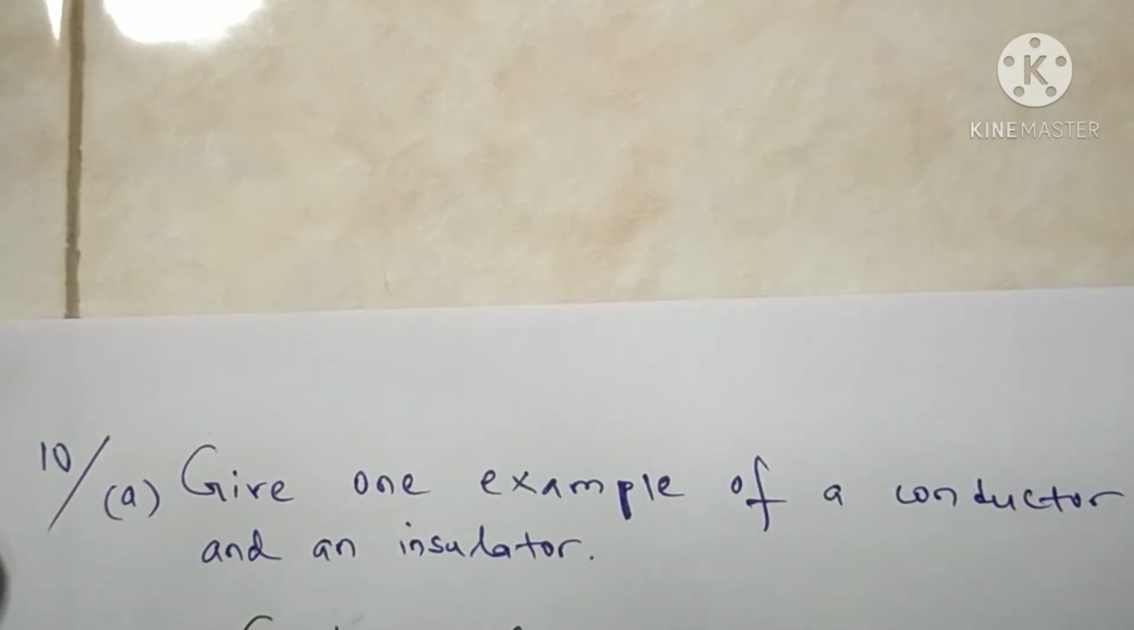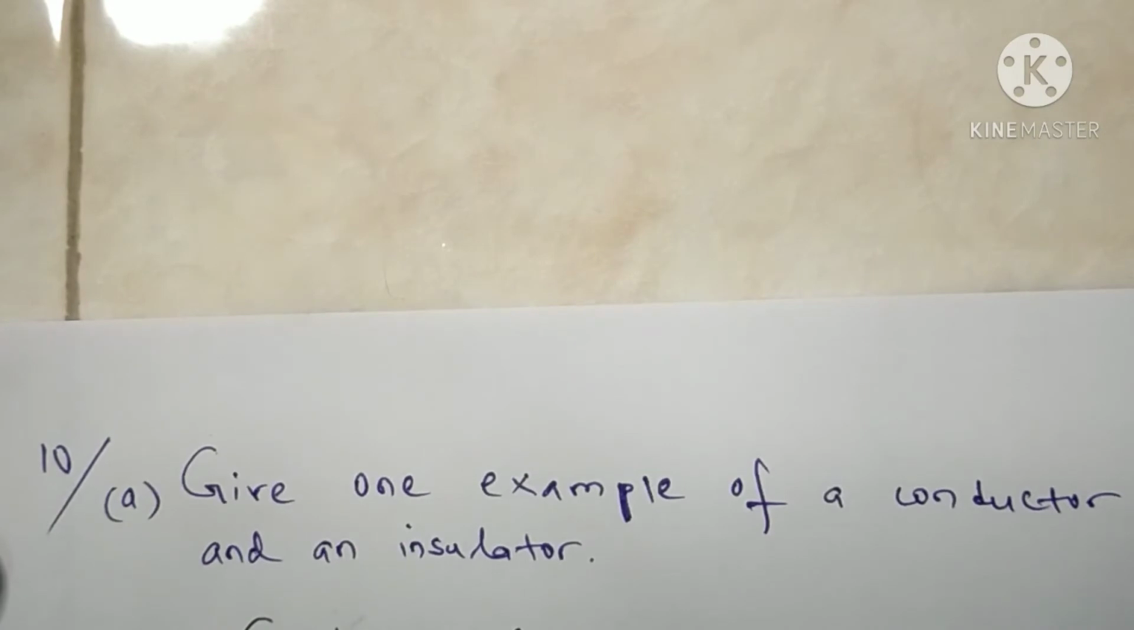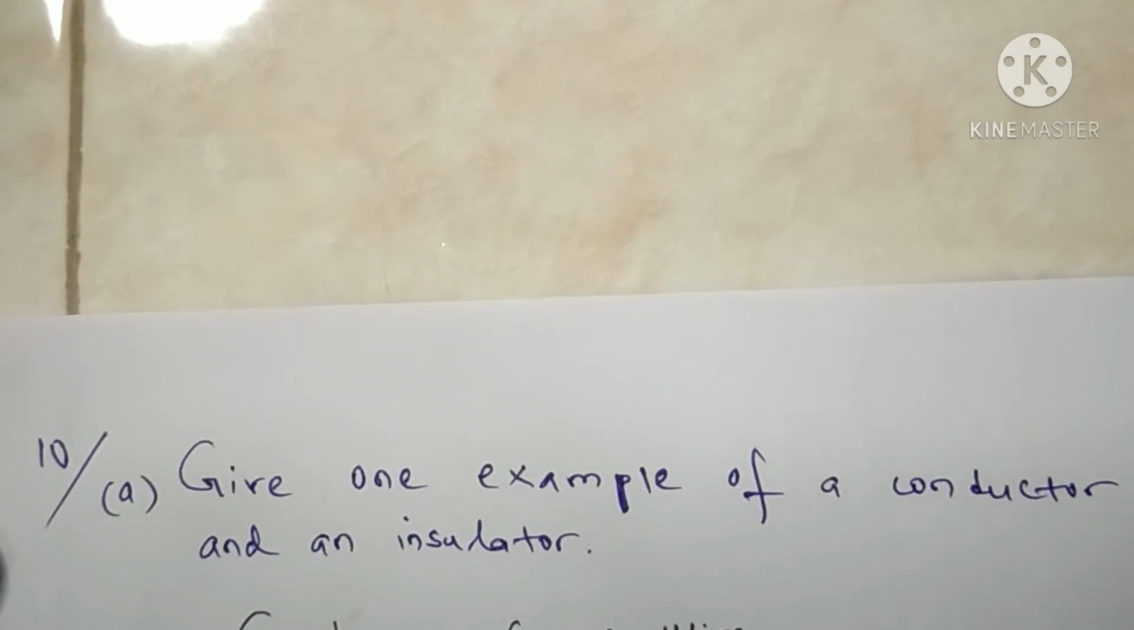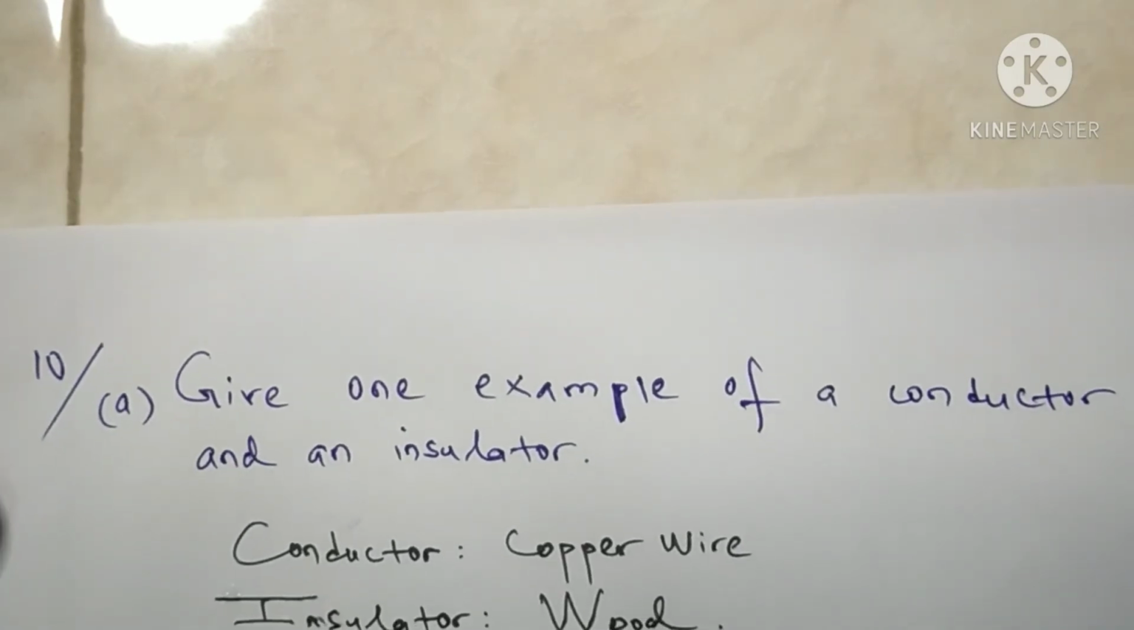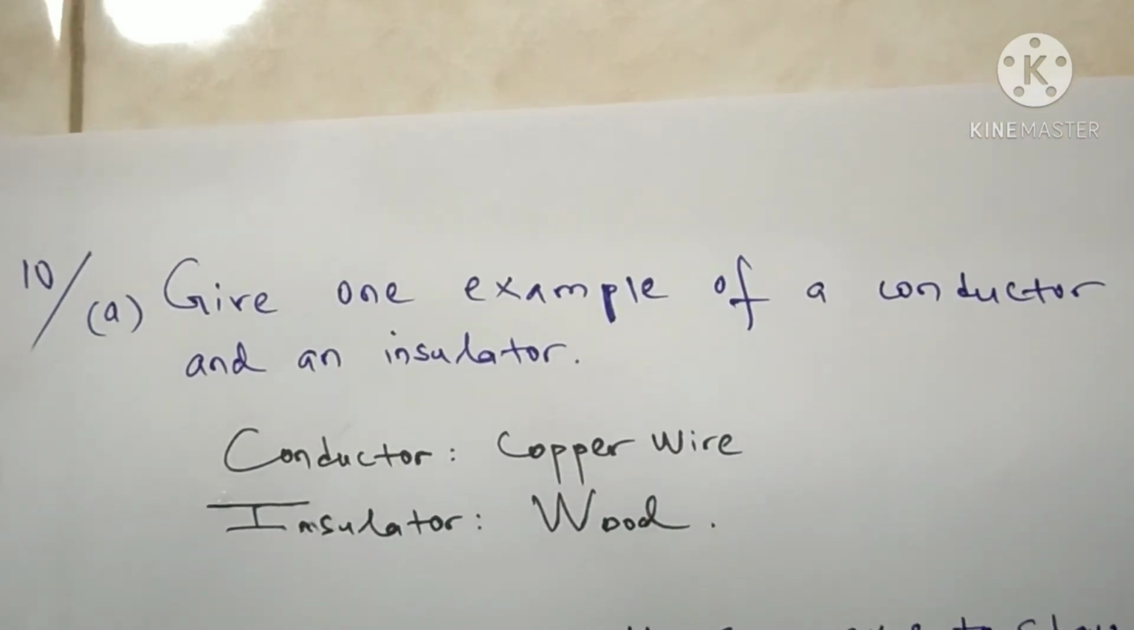Let us review the past by answering this question. Give one example of a conductor and an insulator. For the conductor, it's a copper wire, and for the insulator, it's wood.